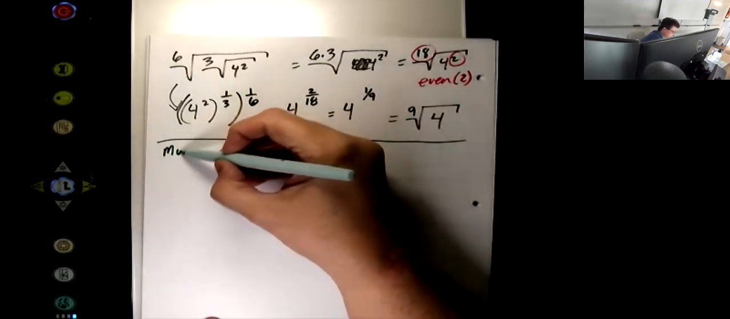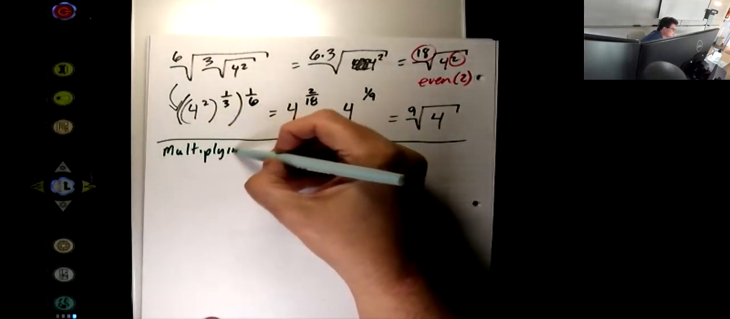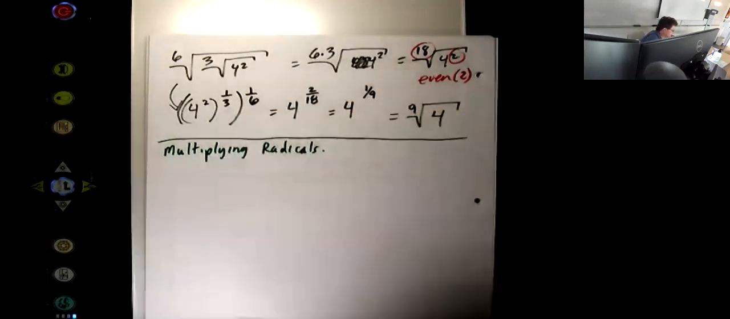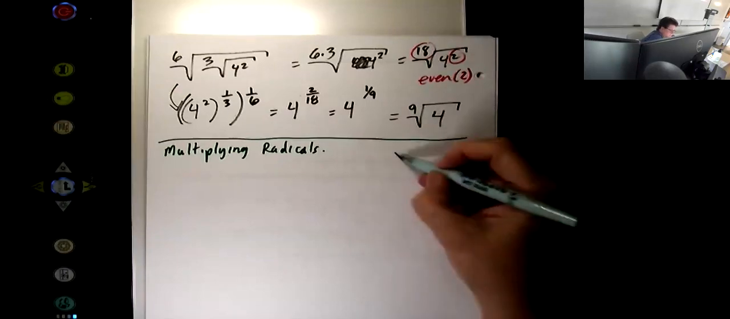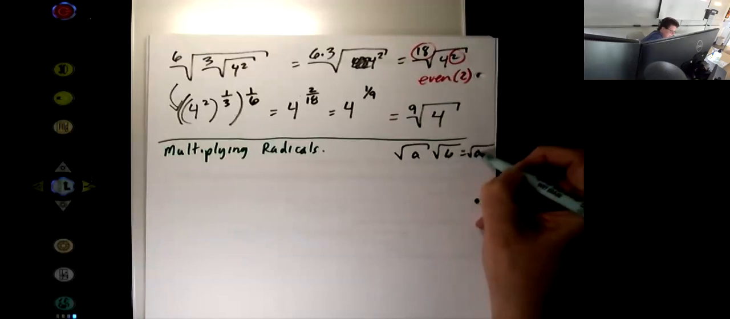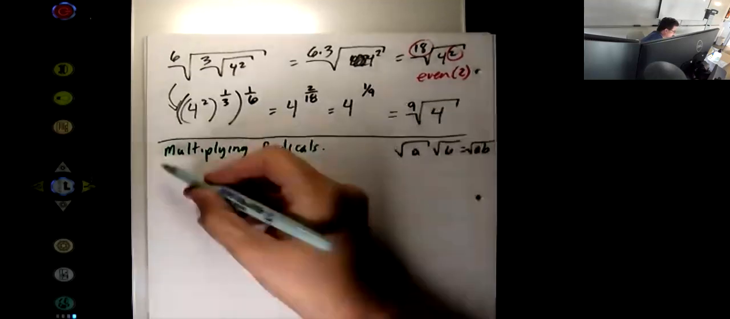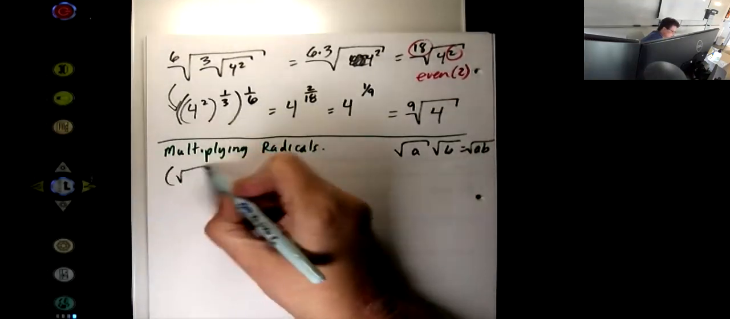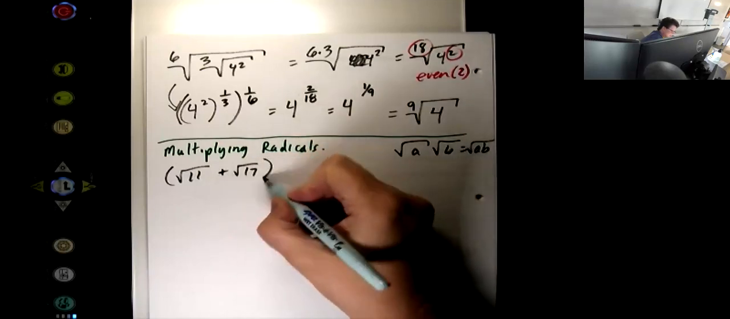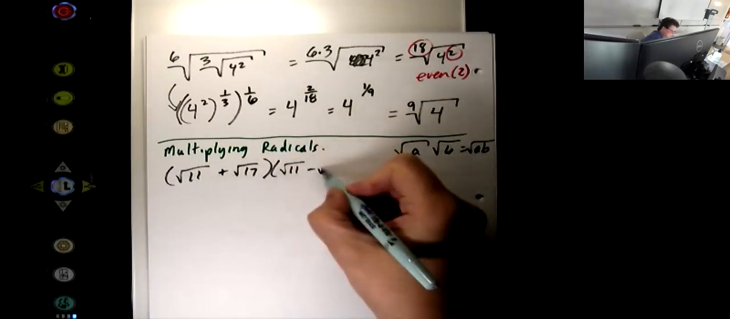All right, let's talk about multiplying radicals. We already showed you that they can go inside each other, like A times B is AB. But what I meant by multiplying radicals is if we had more going on. Like, let's say the square root of 11 plus the square root of 17, times the square root of 11 minus the square root of 17.